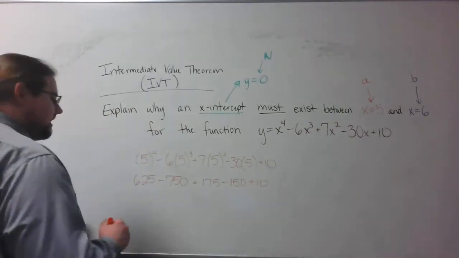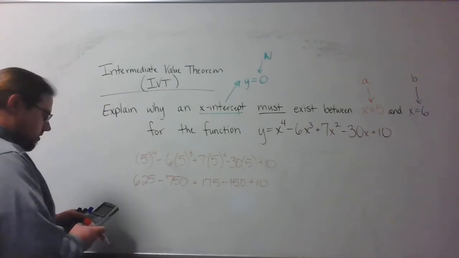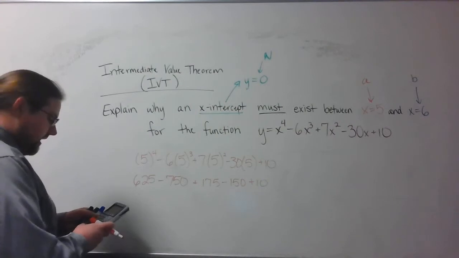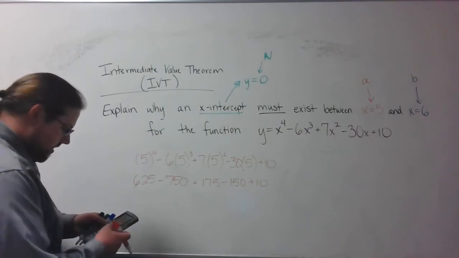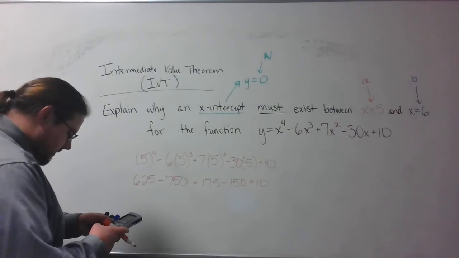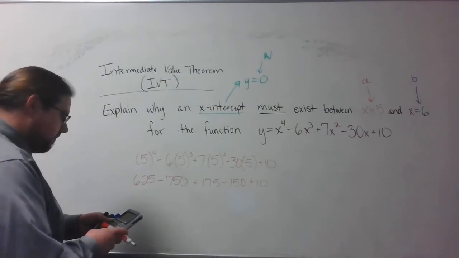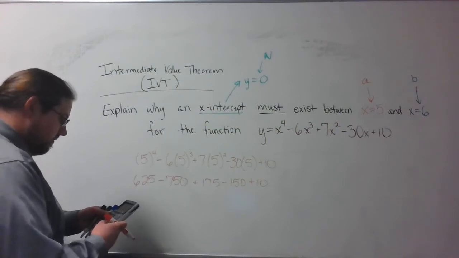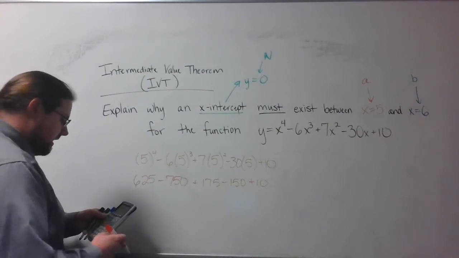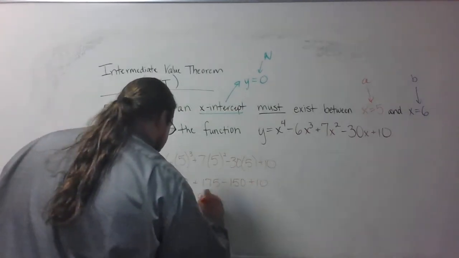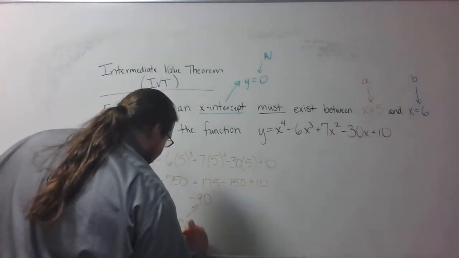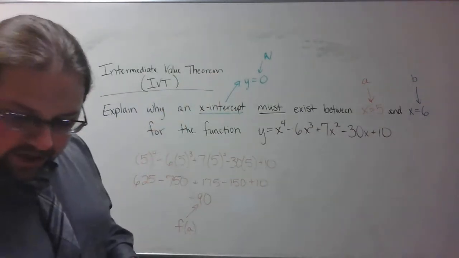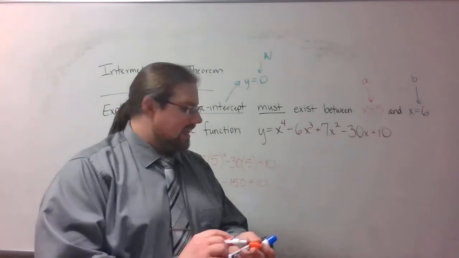Now I'm going to go ahead and start trying to combine stuff, all right? So 625 minus 750 plus 175 minus 150 plus 10. And I kind of missed a number in here, and I'm going to hopefully make sure I do it right. Let me go ahead. 625 minus 750 plus 175 minus 150 plus 10. All right. I got negative 90. So when I plugged in 5 into my function, I got negative 90. Let me go ahead and do the other one now. I got to plug in 6 and see what happens.